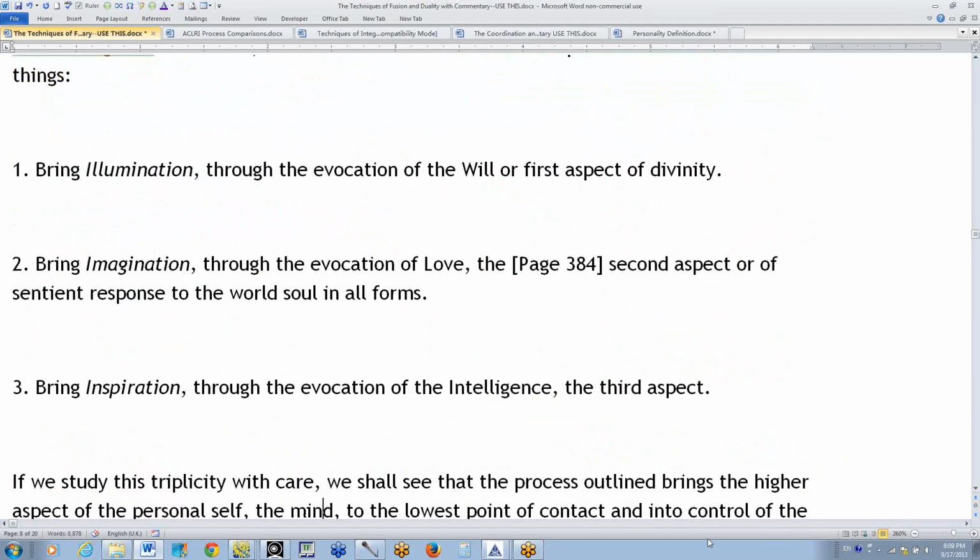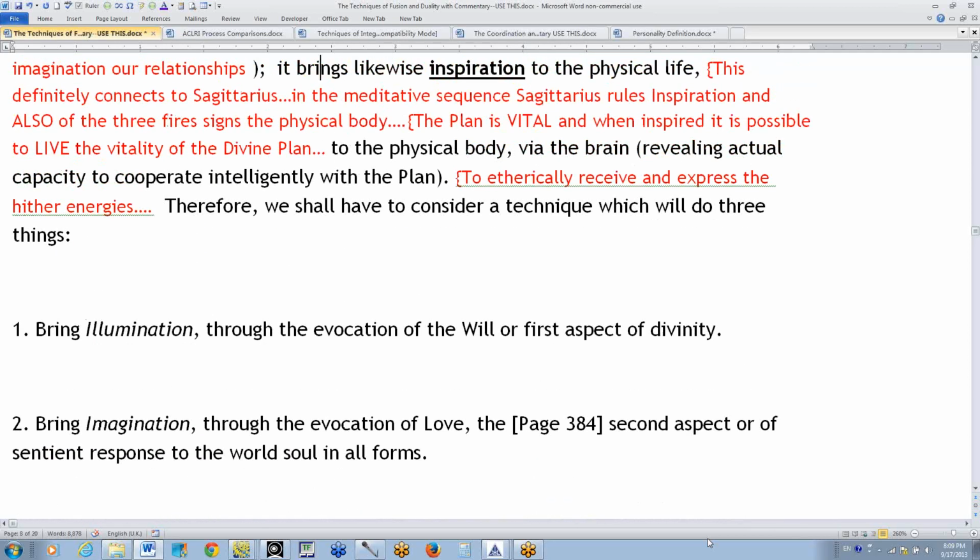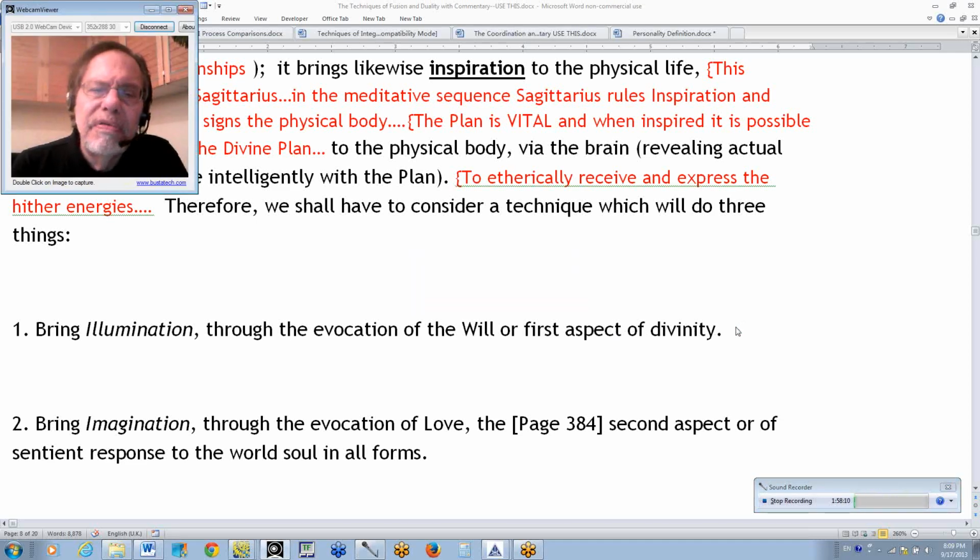So we will have to consider a technique which will do three things, we are told. It will bring illumination through the evocation of the will, our first aspect of divinity. Now, DK will explain how the aspects are interplaying here. It's as if the three vertices of the triangle are chasing each other. One chases two, two chases three, three chases one. You'll see what I mean in a minute.